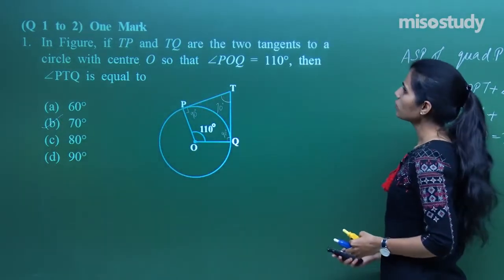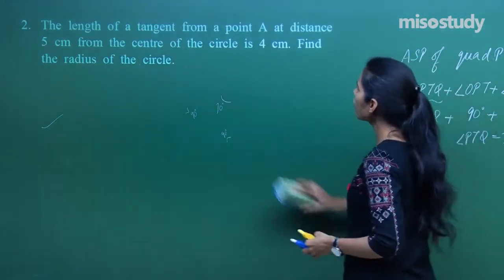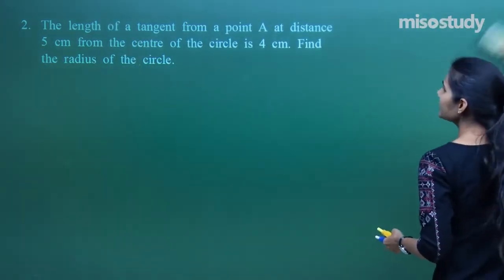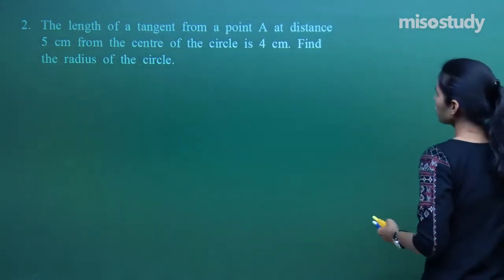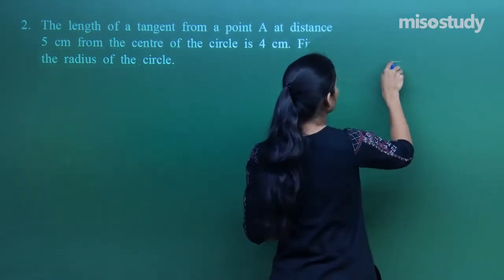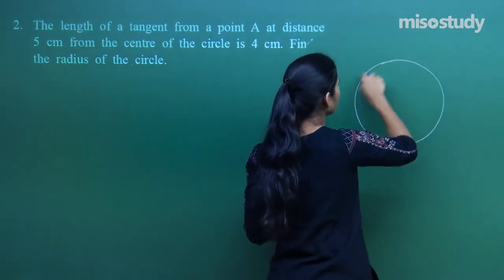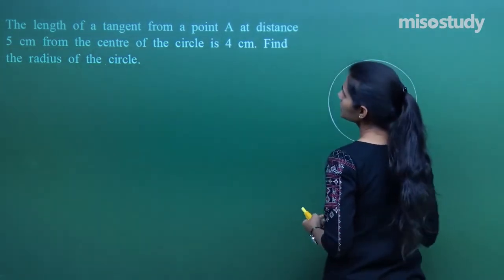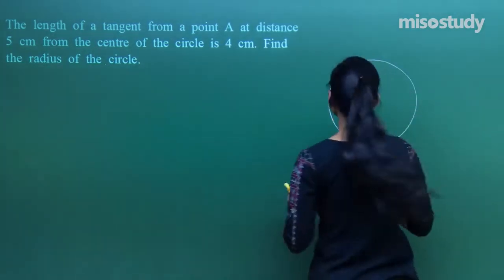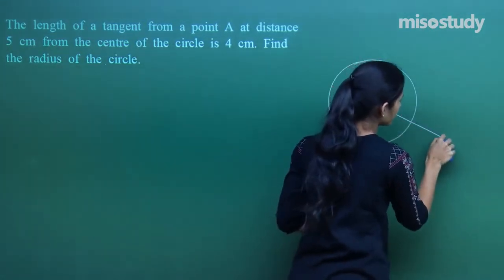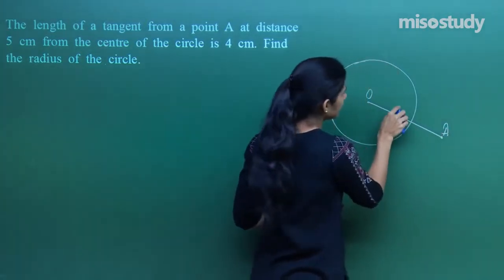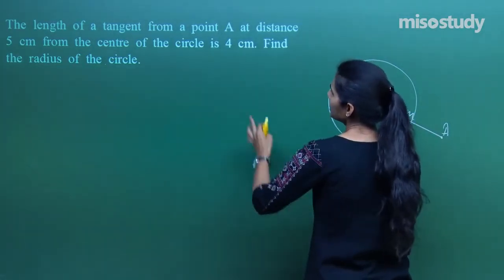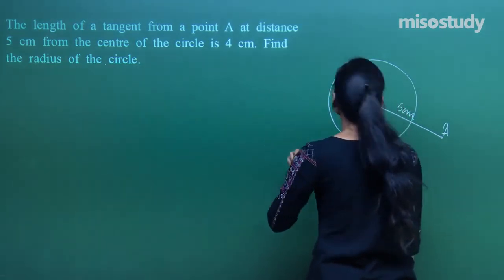Next, let's see the question is what? It says that the length of a tangent from point A, which is sitting at a distance of 5 centimeters from the center of a circle. So, okay, this is a circle. Center of the circle is O, suppose. From the center of the circle, a point A is sitting at a distance of 5 centimeters. So, say this is the point A, sitting at a distance of 5 centimeters from the center of the circle, and the length of the tangent from point A to this circle is 4 centimeters.